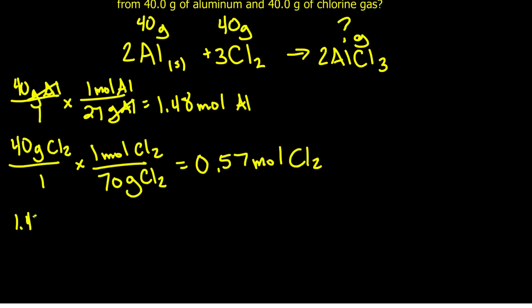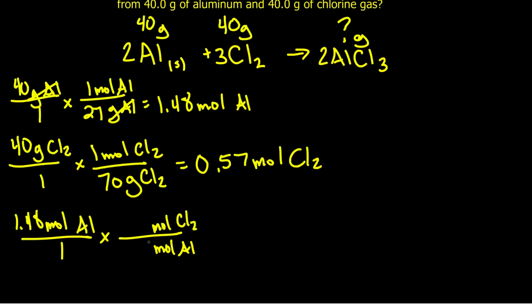So I got 1.48 moles of aluminum. That's over 1. So moles of aluminum go on bottom. I'm changing it to moles. Chlorine gas, it goes on top. Now we use our balanced equation. There's 2 aluminum for every 3 chlorine. Moles of aluminum cancel. So I do 1.48 times 3 divided by 2. So I need 2.22 moles of chlorine gas. So that's how much I need.